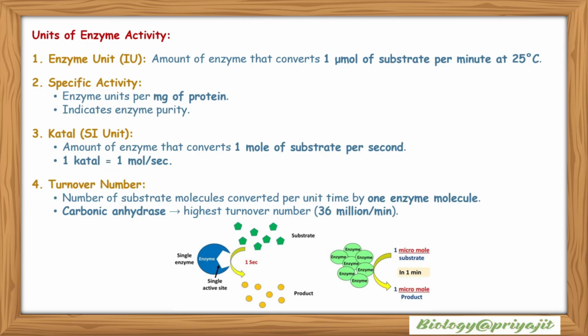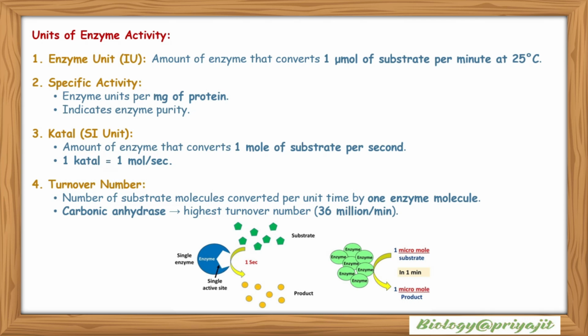Specific activity, enzyme units per milligram of protein, is denoted by enzyme specific activity. It indicates enzyme purity. What is the katal, or what is the SI unit? The amount of enzyme that converts 1 mole of substrate per second is called a katal, or it is the SI unit, and 1 katal is equivalent to 1 mole per second.